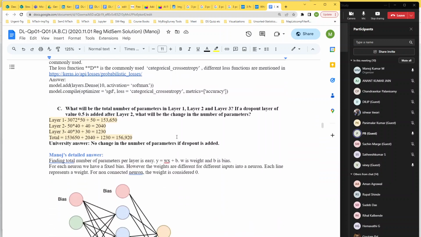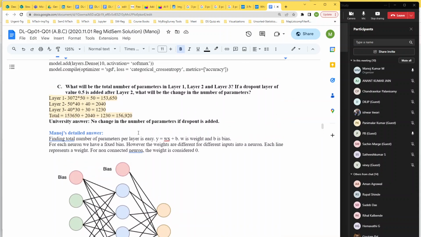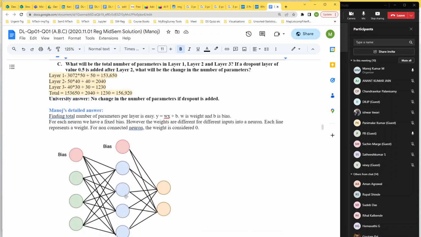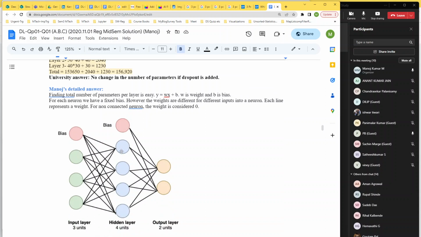Okay, now let's go to the next one. What will be the total number of parameters in layer 1? We'll go one by one. Suppose this is the input layer and this is the hidden layer. We want to know the parameters of layer 1. Layer 1 is the first hidden layer. So how many parameters are there?